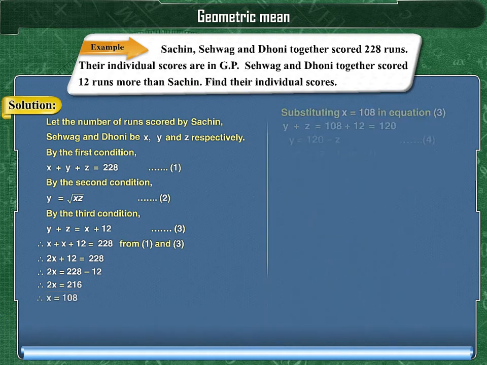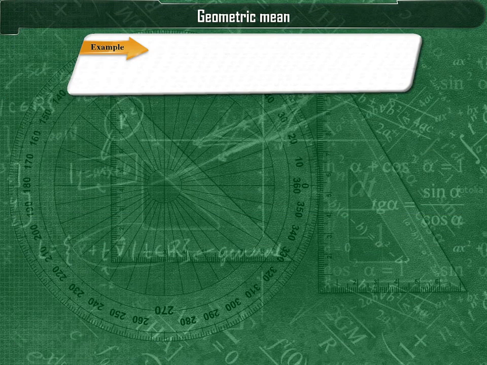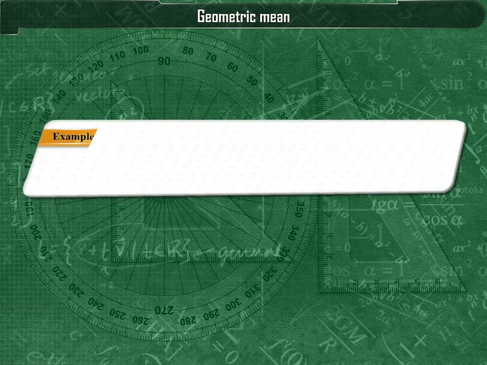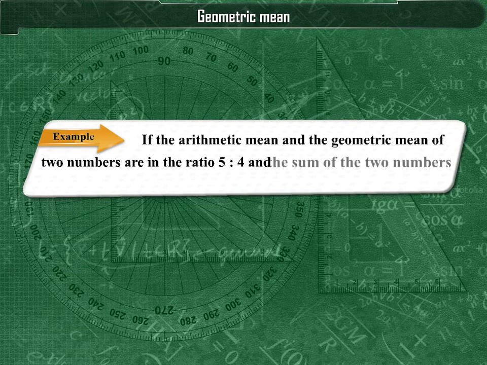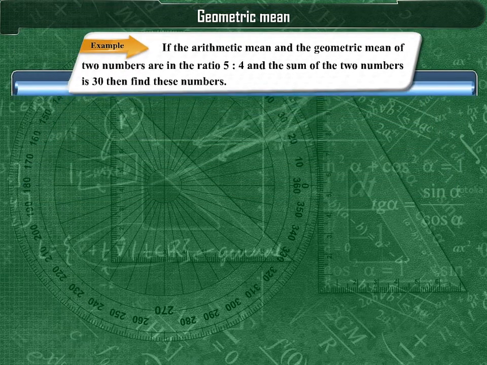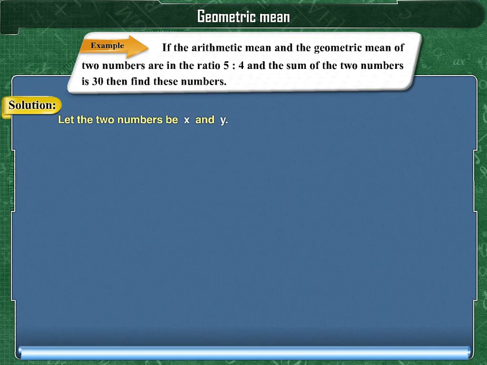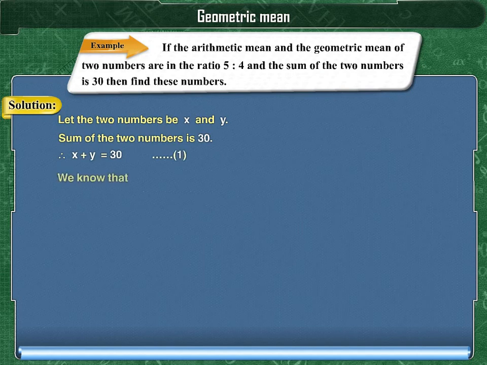Let us solve one more question. If the arithmetic mean and the geometric mean of two numbers are in the ratio 5:4 and the sum of the two numbers is 30, then find these numbers. Let the two numbers be x and y. It is given that the sum of the two numbers is 30. Therefore, x plus y is 30. We know that A is x plus y upon 2. Substituting x plus y is 30, we get A is 15.